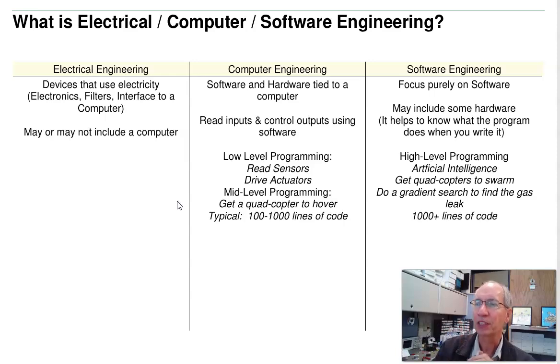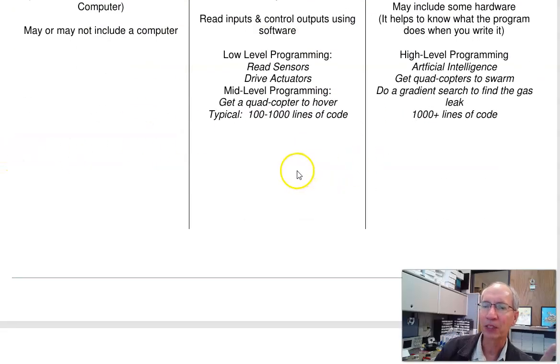And there's also software engineering. There you focus primarily on software with a little bit of hardware. That looks at high-level programming like artificial intelligence, getting quadcopters to swarm, do a gradient search to find a gas leak, typically like 1,000 lines of code. So Circuits 1 is kind of the introduction to the hardware side of all three majors.